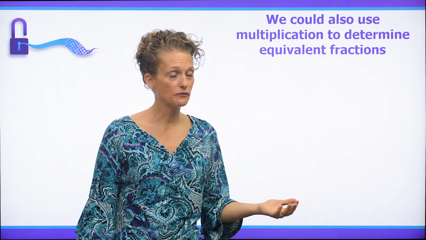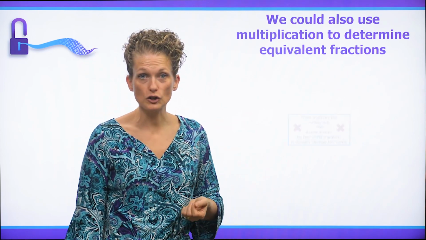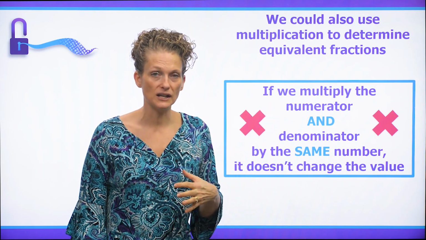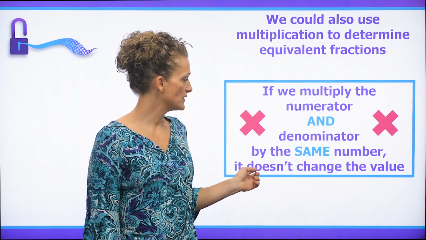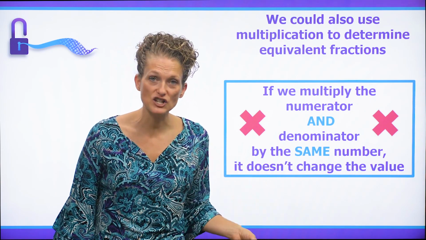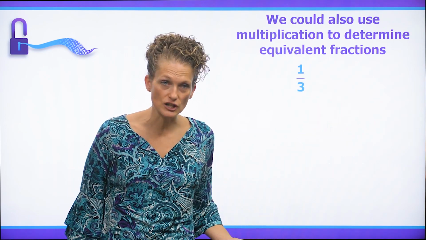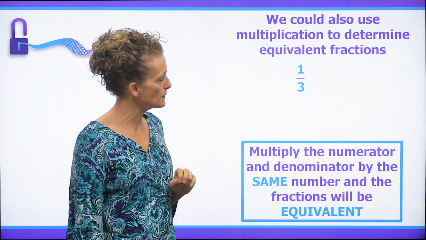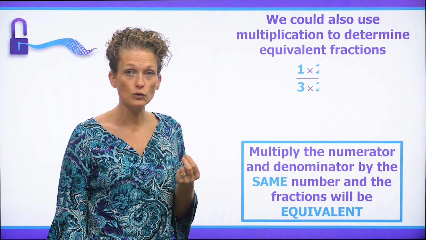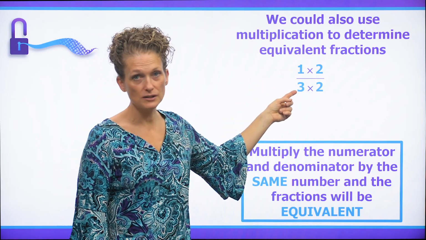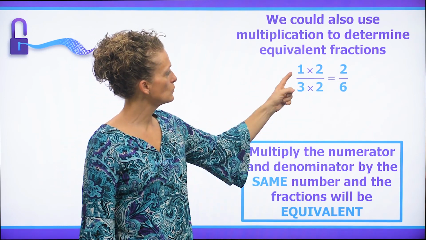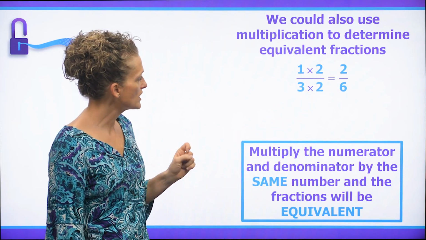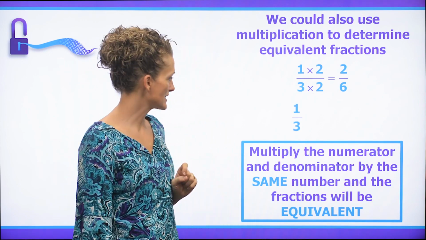Now we could also use multiplication to determine equivalent fractions. If we multiply the numerator and the denominator by the same number, then it doesn't change the value of that fraction, and you have created an equivalent fraction. So if we take 1/3 and multiply the numerator and the denominator by the same number, the fractions will be equivalent. So let's multiply both the numerator and the denominator by 2. 1 times 2 is 2, 3 times 2 is 6. So 1/3 is equivalent to 2/6.